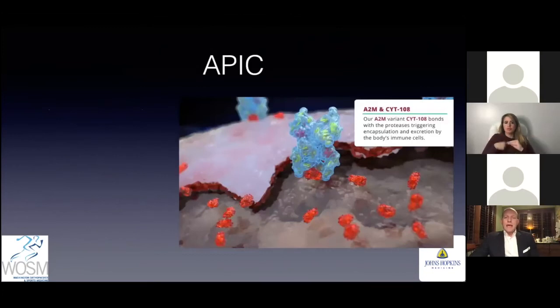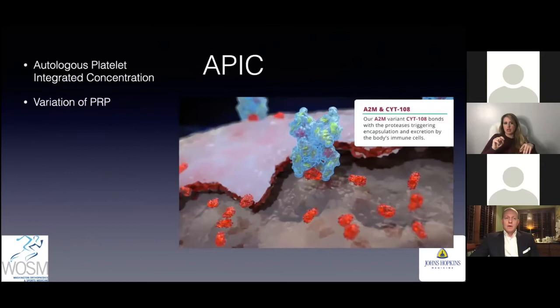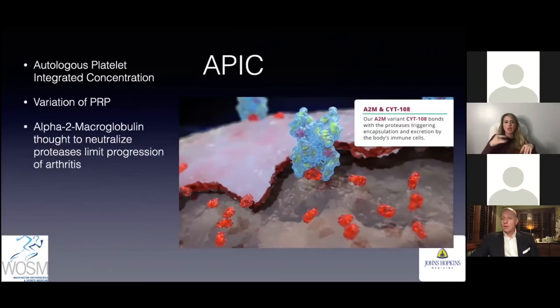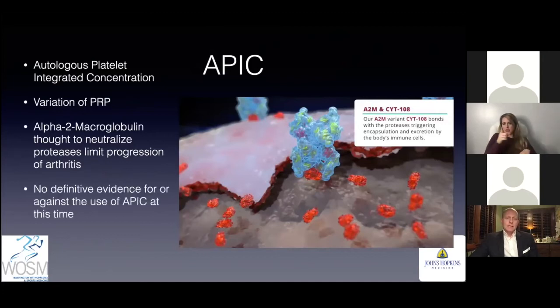What about APIC? So this is another variation of PRP, or platelet-rich plasma. This is generally used to treat arthritis rather than PRP, which can be used for arthritic conditions or tendinitis or other things as well. Unfortunately, with APIC, it's somewhat of a newer technology, and at this point, there is no definitive evidence for APIC that this is either beneficial or detrimental for the use of treating arthritis at this time.